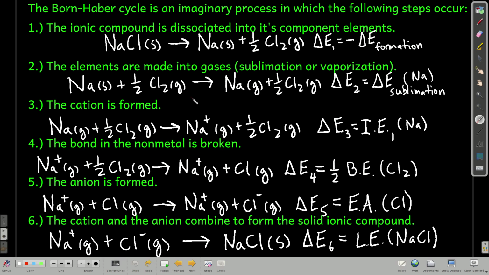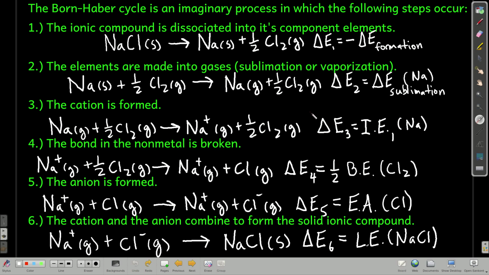Next step, always the third step, make the cation. In this case, the sodium ion has a +1 charge, so all I have to do is remove one electron, right here, from here to here. Everything else stays the same. This process is called the first ionization energy. You guys know that. The first ionization energy for sodium, that's our delta E3.